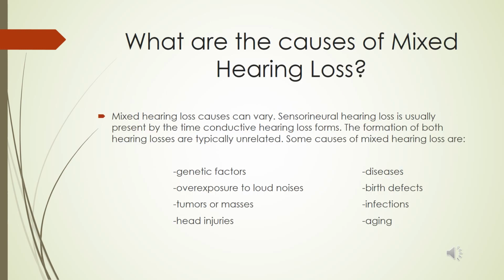What are the causes of mixed hearing loss? Mixed hearing loss is a combination of both conductive and sensorineural hearing loss, which means it takes away from both components. Some of the causes can be genetic factors, overexposure to loud noises, tumors or masses, head injuries, diseases, birth defects, and infections, as well as aging. All of those factors can be seen in conductive hearing loss on its own, as well as sensorineural hearing loss on its own. In order for it to be mixed hearing loss, there must be some factors of both types of hearing loss. This is what makes the difference when diagnosing the correct type of hearing loss. Components of both types must be present in order for it to be mixed hearing loss.